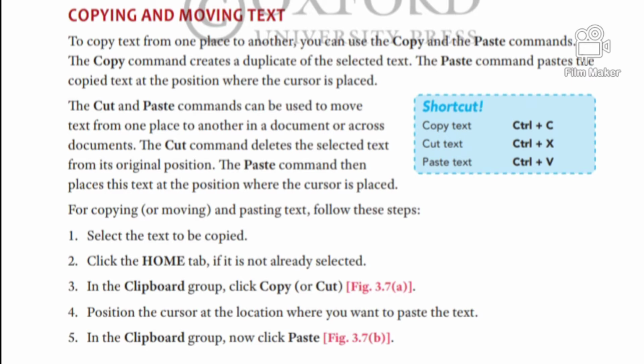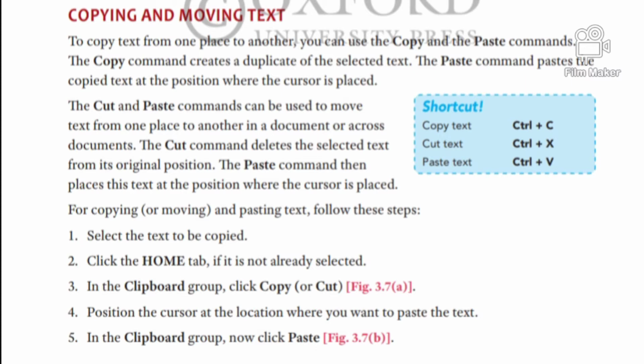Okay, so let's see what is written here. For copying or moving and pasting text, follow these steps. You have to follow certain steps to copy, move or paste your text. The first step is to select the text to be copied. You have to place the cursor where you want to start selecting, and then click, hold, drag, and stop. So this is the process of selecting.